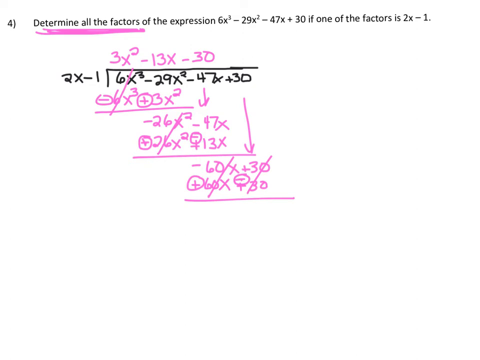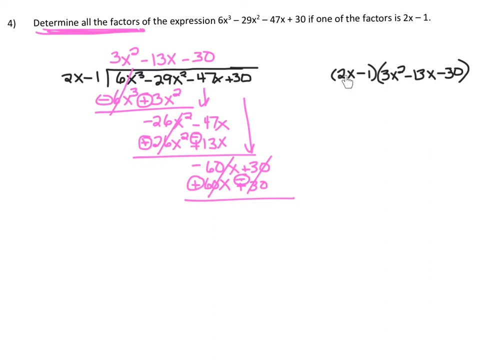So I'm going to write those out. 2x minus 1 is one of our factors. And then 3x squared minus 13x minus 30 is another factor. Now, here's the deal. If anything can factor further, you want to factor further.